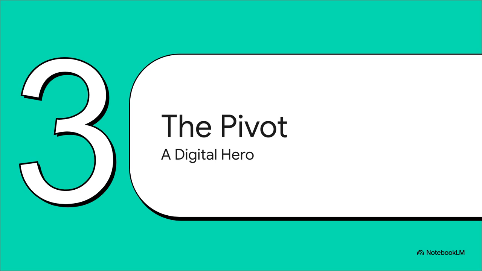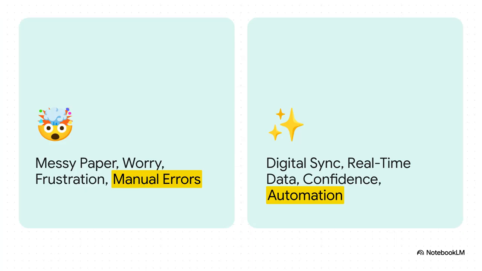Okay, so the conflict is set, the tension is there, now the story needs a turning point. And this is where the ad makes its pivot, by introducing its hero. And here's that pivot in action. The ad just shifts completely, both visually and thematically, from that negative state over to the positive solution. All that mess and worry, it's instantly replaced with digital sync and confidence. It's a total classic before and after, and it works so well because the contrast is just so clear.